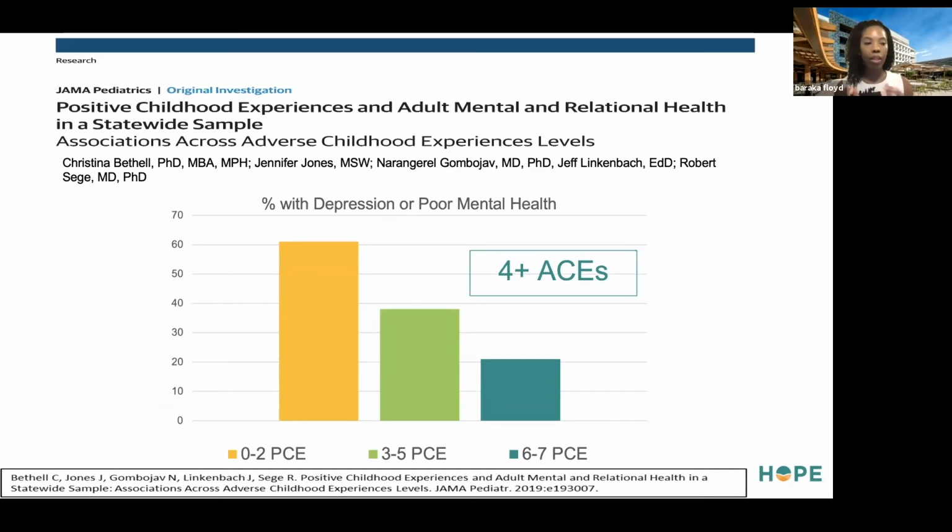They correlated these to adult mental health and found that for those with 4 or more ACEs, as PCE scores increase, it decreased the rates of depression or poor mental health. So positive childhood experiences mitigate the effects of adverse childhood experiences.